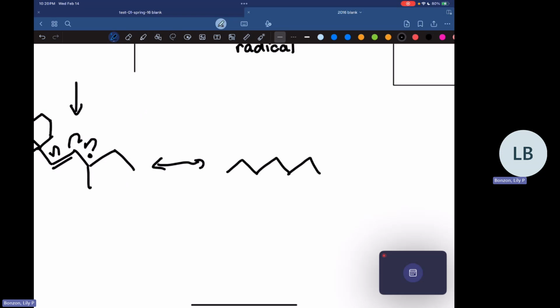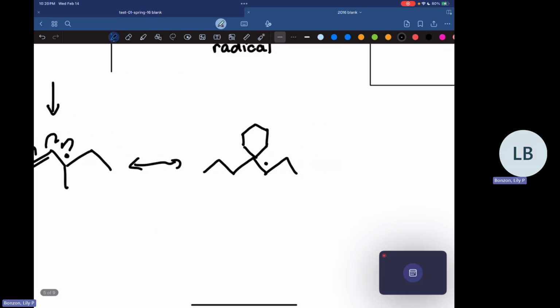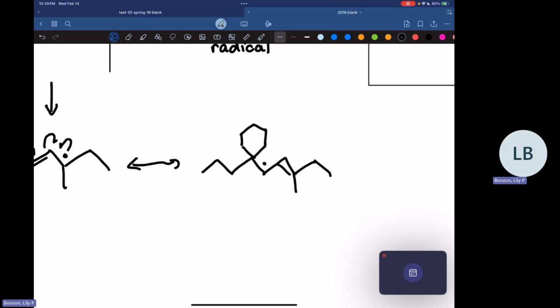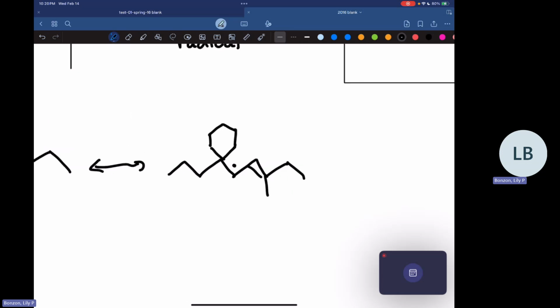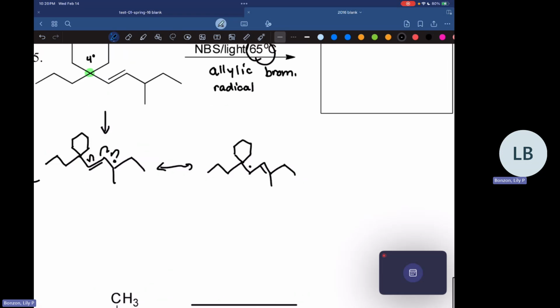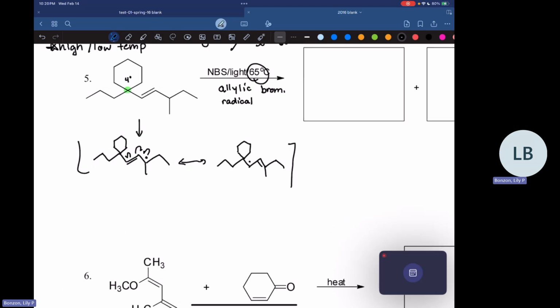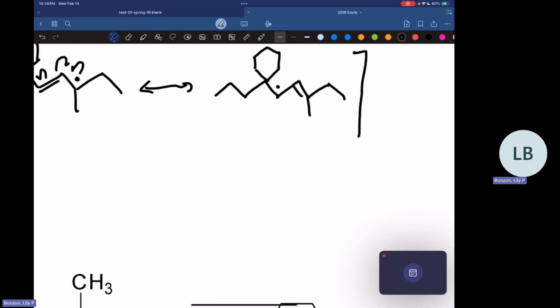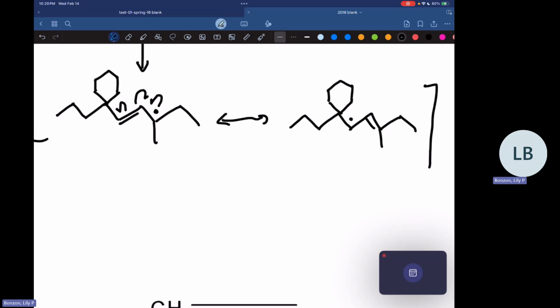All right. And so the resonance structure that forms is going to be, that's very poor. Let me redraw that. It's going to be this resonance structure that we have over here. All right, so now that we have our resonance structures, we have a couple of options to react with.